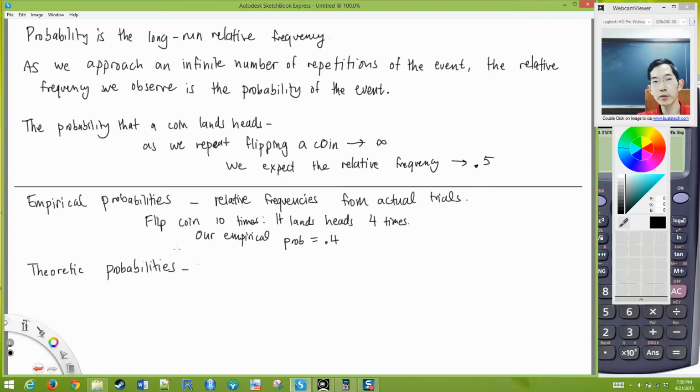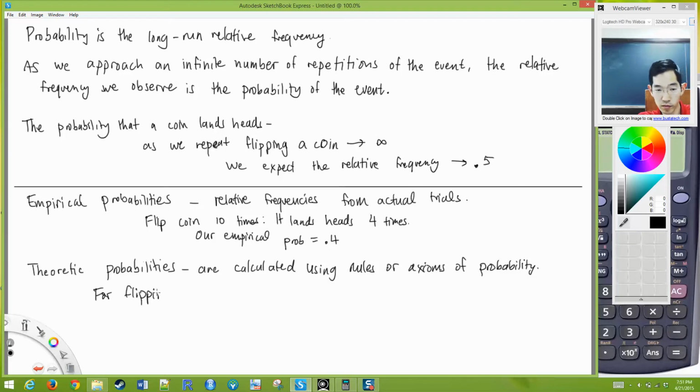Okay. Theoretic probabilities are calculated using rules, or axioms, using rules or axioms of probability. Okay, and so for flipping a coin, the theoretic probability.